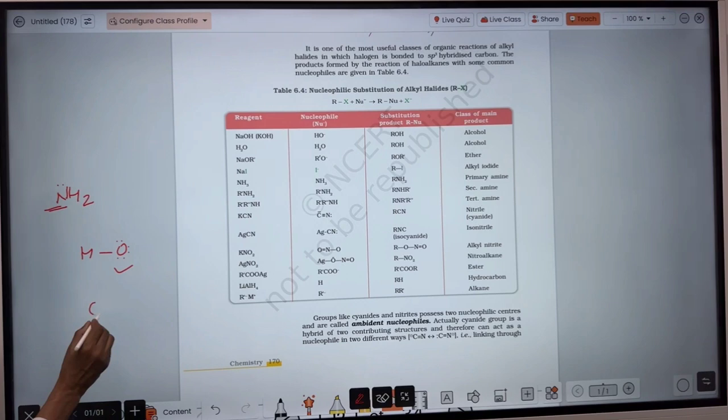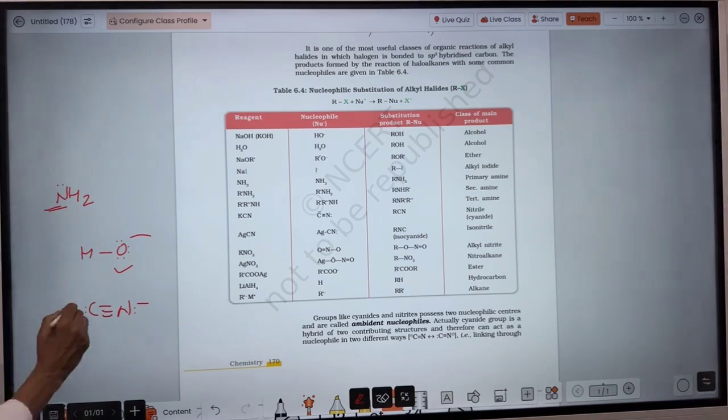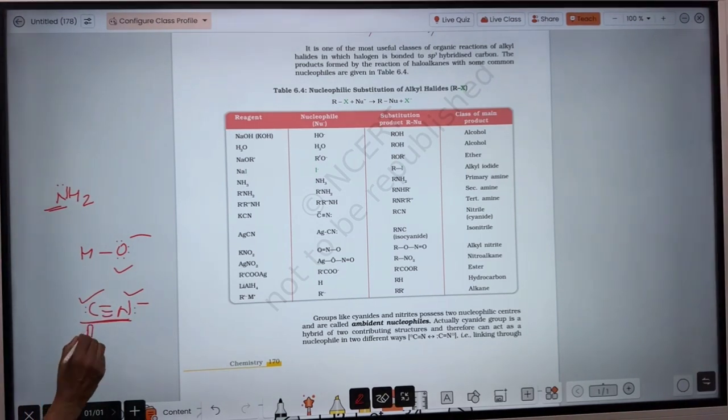When you consider CN minus, in CN minus there is a lone pair of electrons at nitrogen and a lone pair of electrons at the carbon. So in CN minus, the carbon can donate its electron and the nitrogen can also donate its electron. In this case, both atoms can donate their electron. Then it will be called an ambident nucleophile.